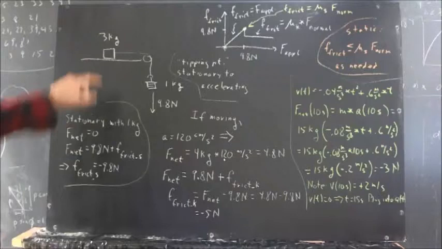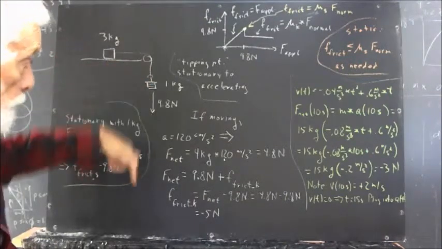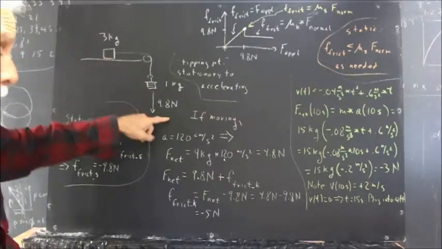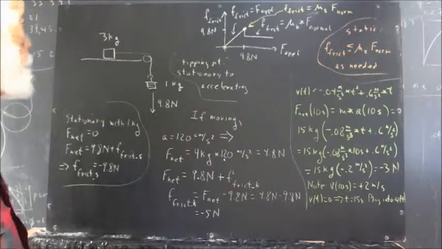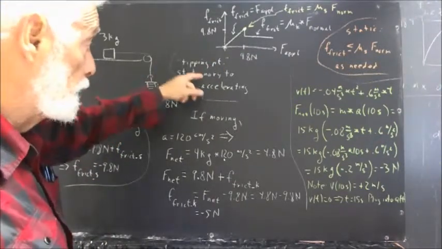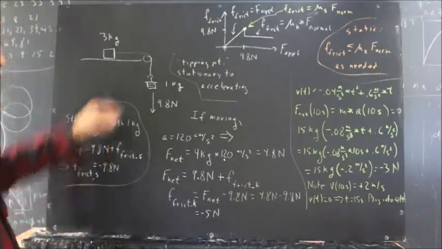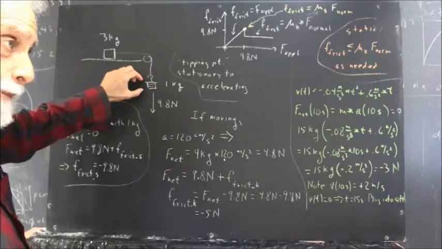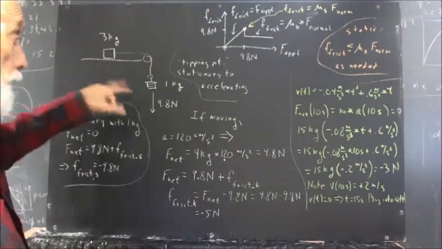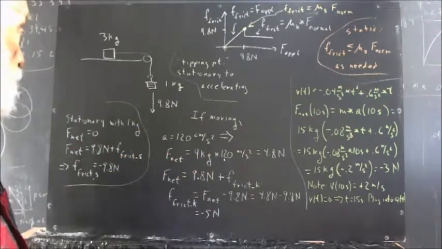Now we have a 3 kilogram mass and a hanging weight hanging over a pulley with a mass of 1 kilogram, a weight therefore of 9.8 newtons. And this is at what we might call a tipping point from stationary to accelerating. As stated, as soon as we get to 1 kilogram, this thing will begin accelerating. And the acceleration is given to be 120 centimeters per second squared.